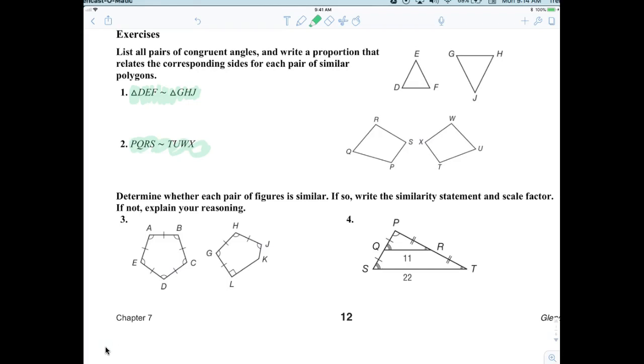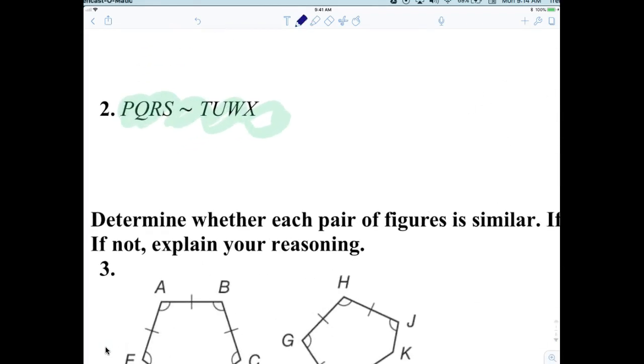That's just common sense. But I say it's common sense, then people blow it. So I don't know if it's common sense to you. That's what I'm asking. Does everybody see my pattern, right? I'm just going PQ, TU. And then I go QR, and then I go UW. And then RS and WX. And then PS and TX.